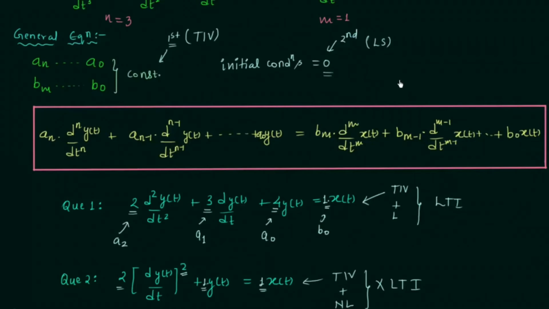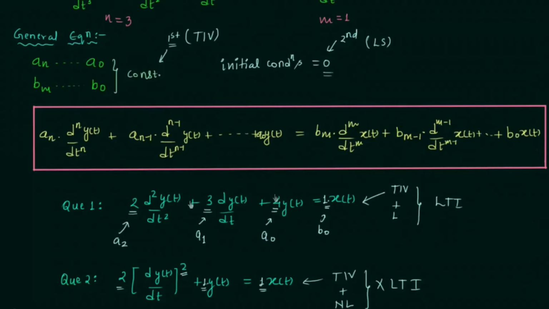After this, you need to check whether the given equation is matching the standard equation or not. Step number 1 is to check the coefficients. All the coefficients in the equation should be constant. If they are constant, this means the given equation is time invariant.